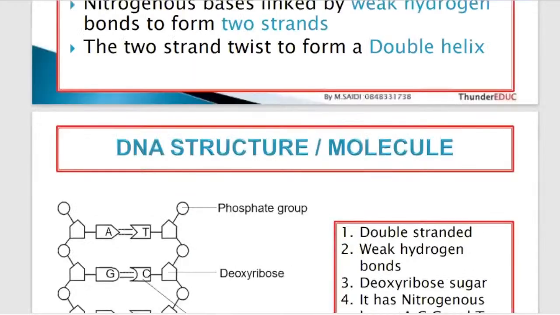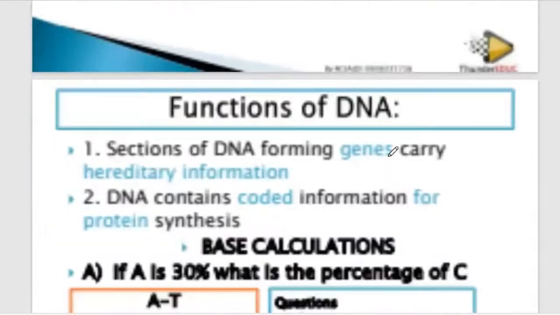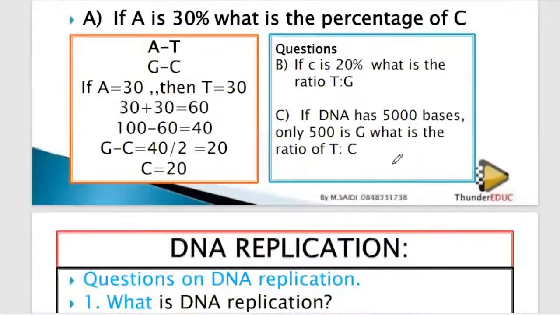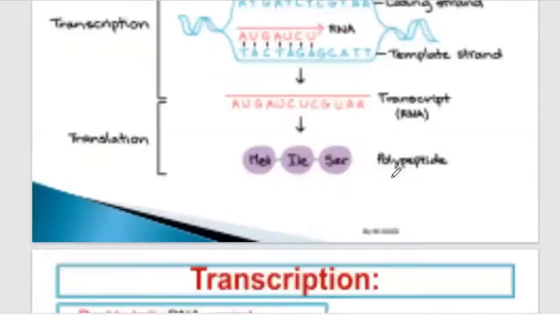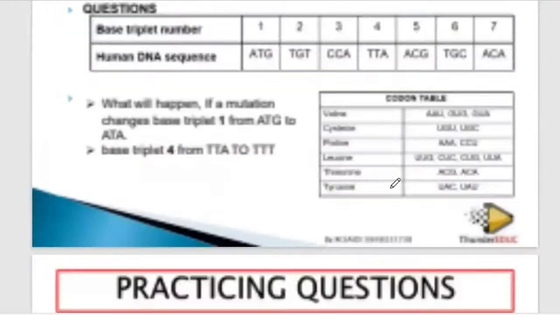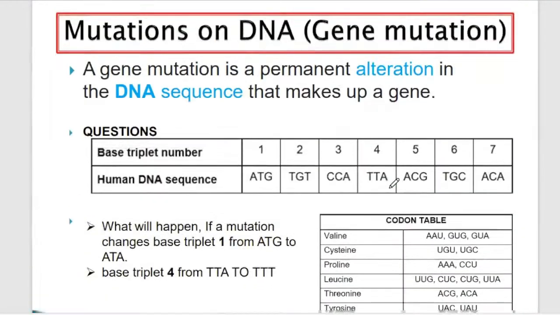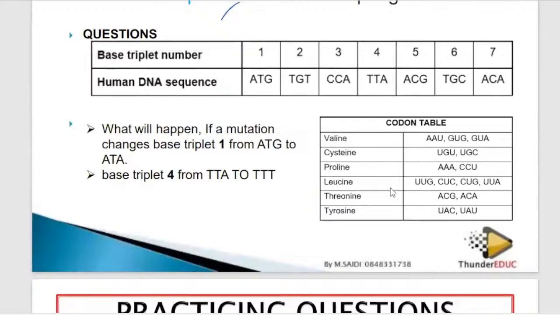Excel in Life Science Distinction Material. Here, I don't want the structures, okay? I don't want the structures. What I want is at the end here, the mutations. Yes. Guys, let's answer this question. What will happen if a mutation changes triplet number 1?